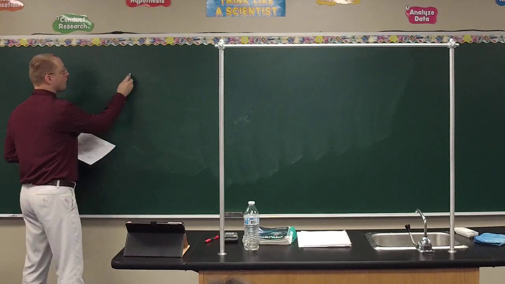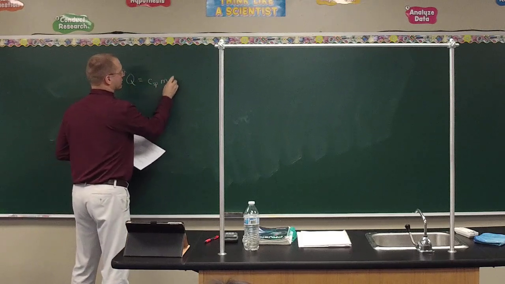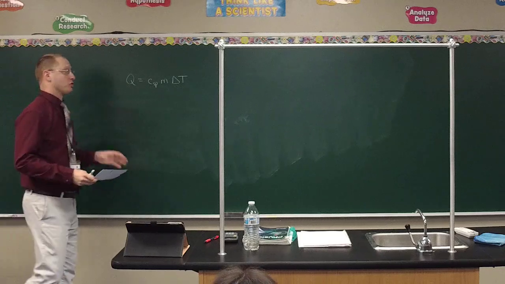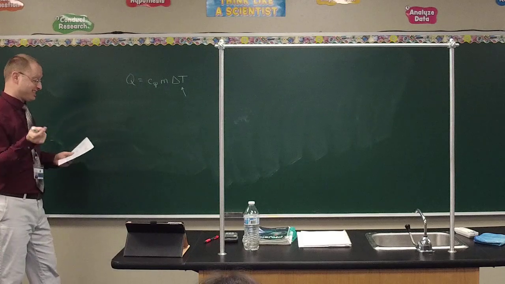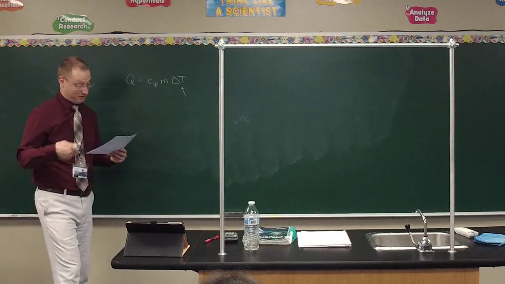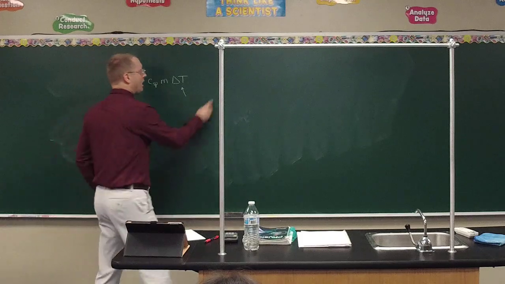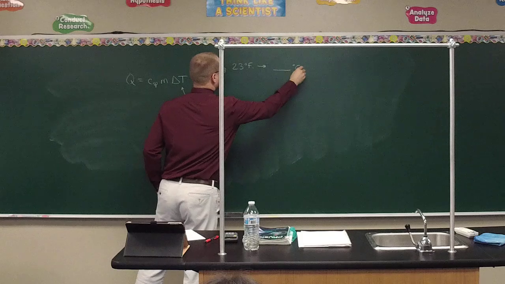Q equals... Good, Q equals c s p m delta T, specific heat times mass times change in temperature. However, to Michael's point, temperature change has to be in degrees Celsius, and I didn't give you degrees Celsius. So I'm going to have to find what these are. First things first, 23 degrees Fahrenheit, that's no good. I've got to find degrees Celsius.